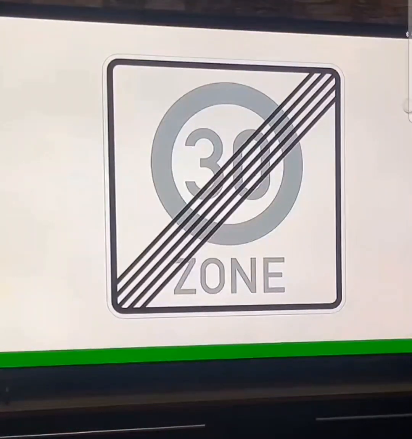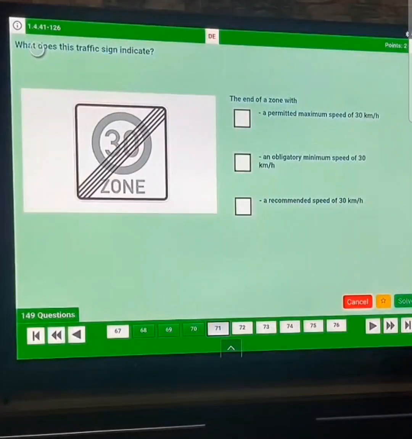Are we understanding it? Is it clear, guys? What does this traffic sign indicate? The end of a zone with what? A permitted maximum speed. Yes. An obligatory minimum. No. A recommended speed of 30. No. All right.